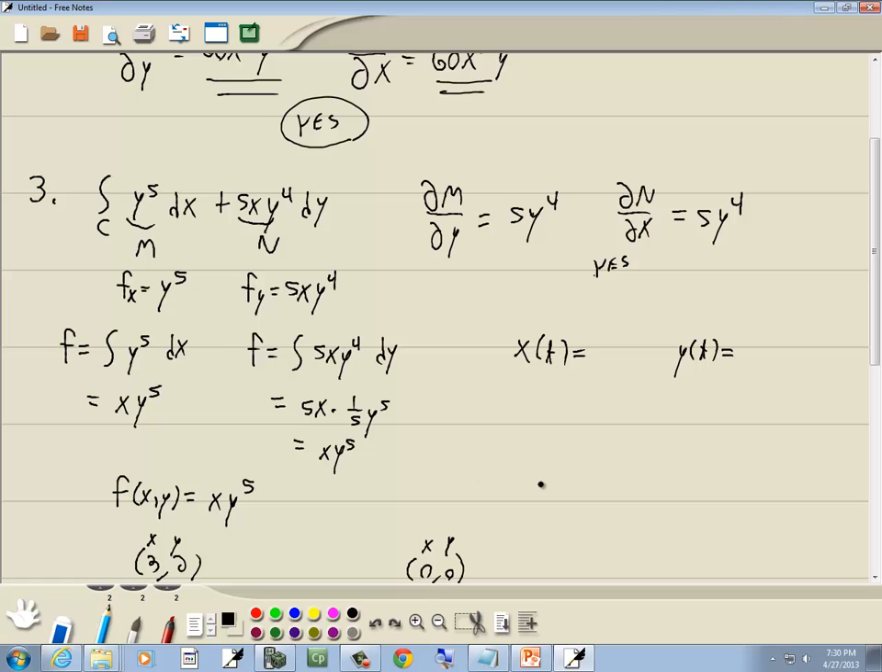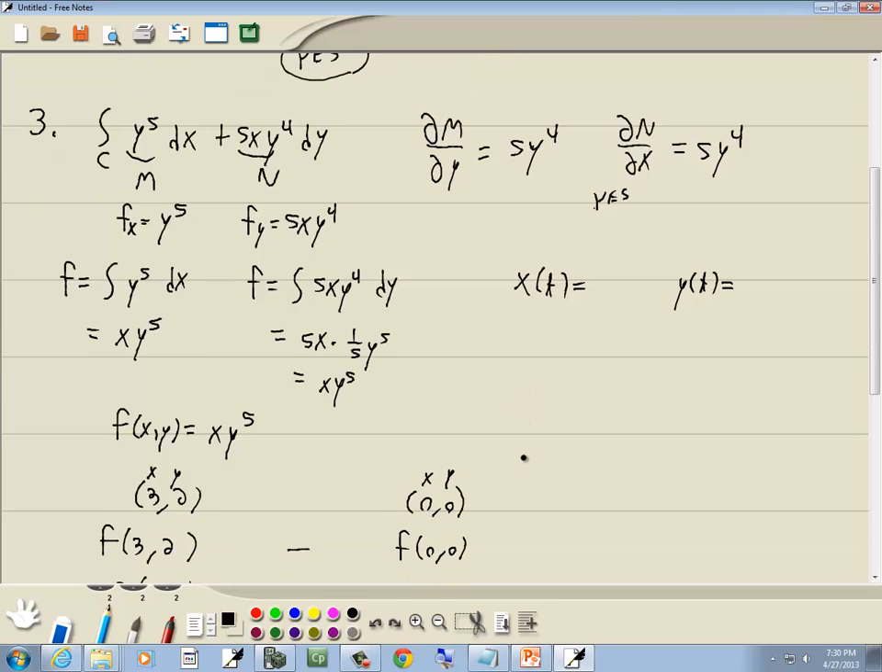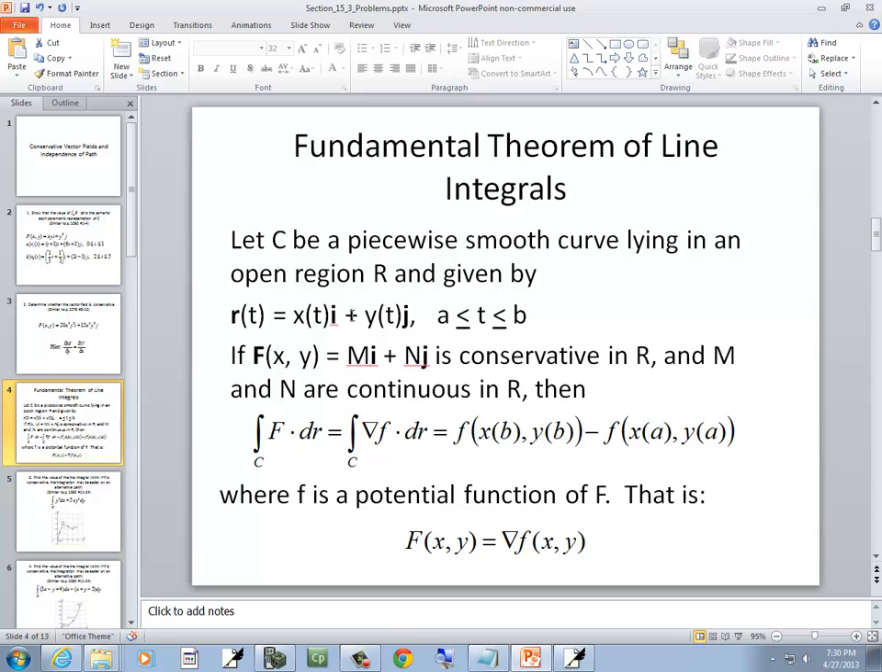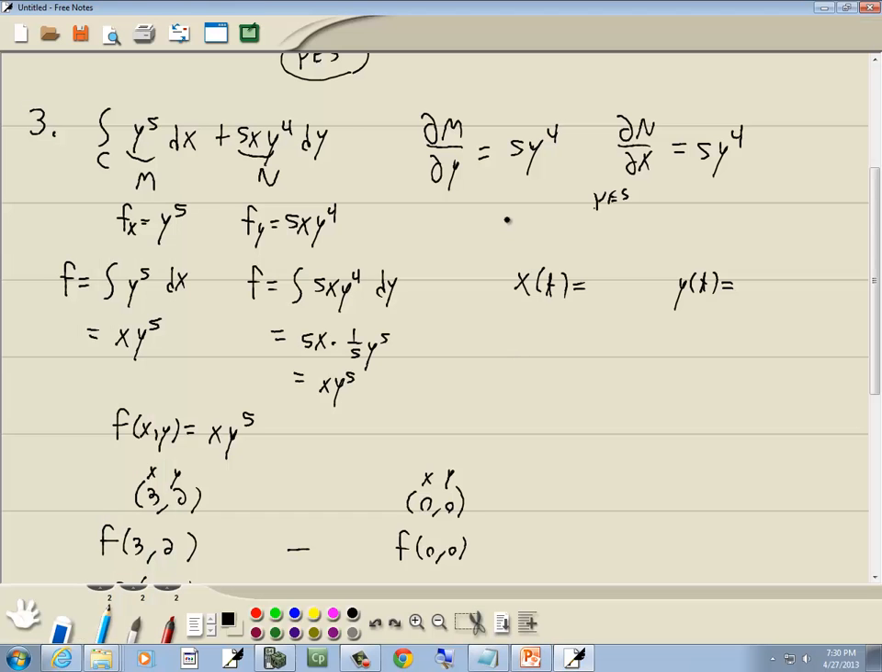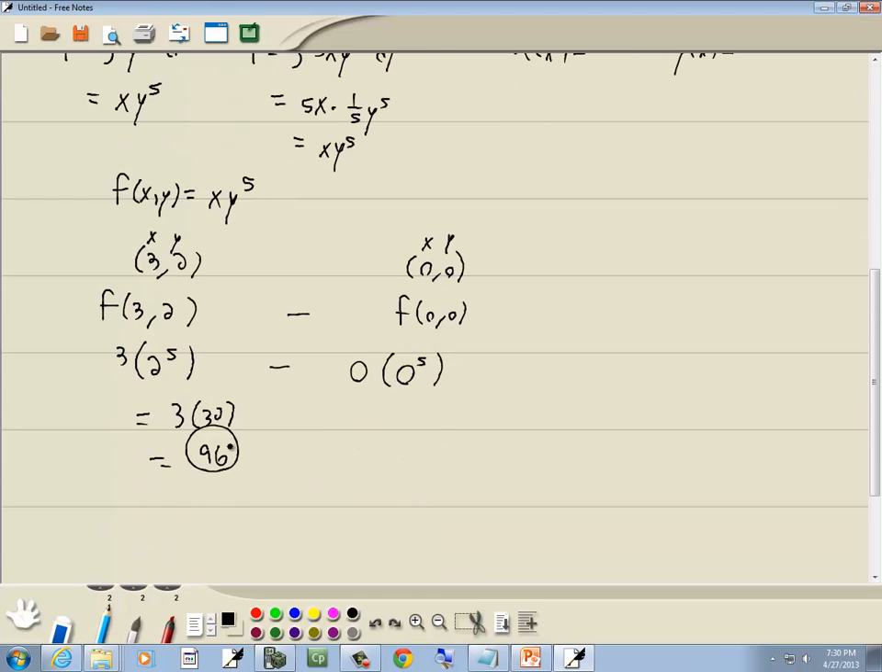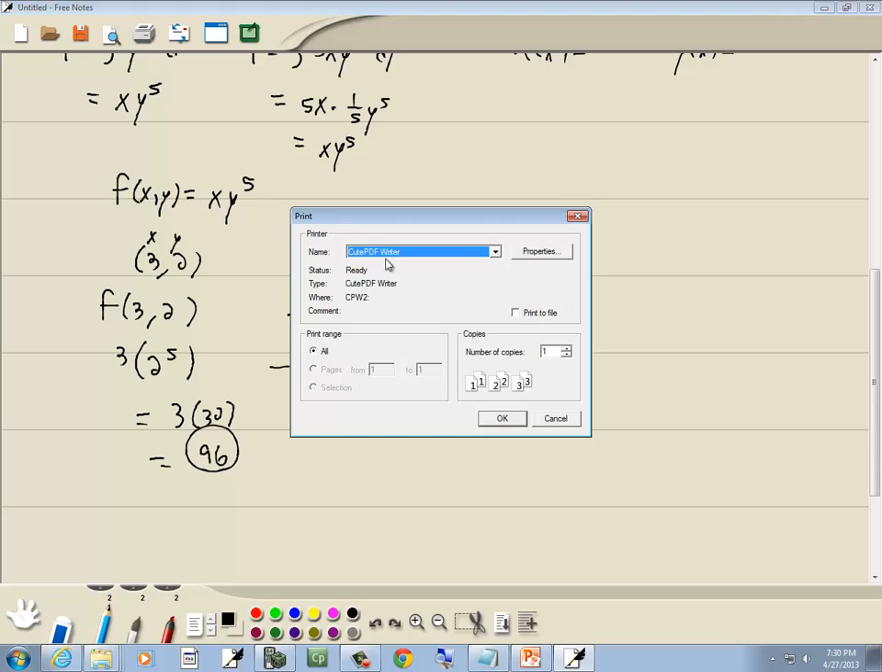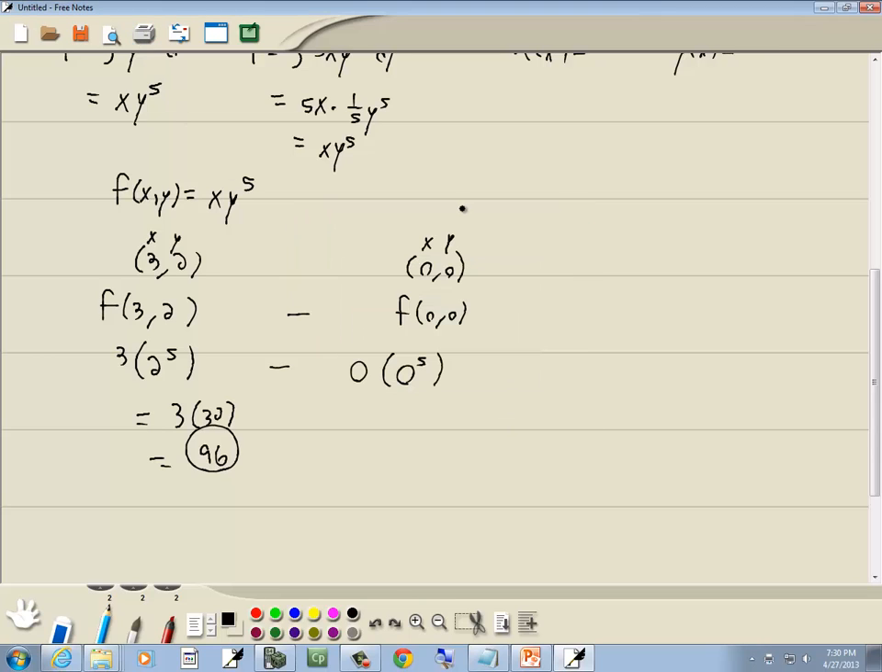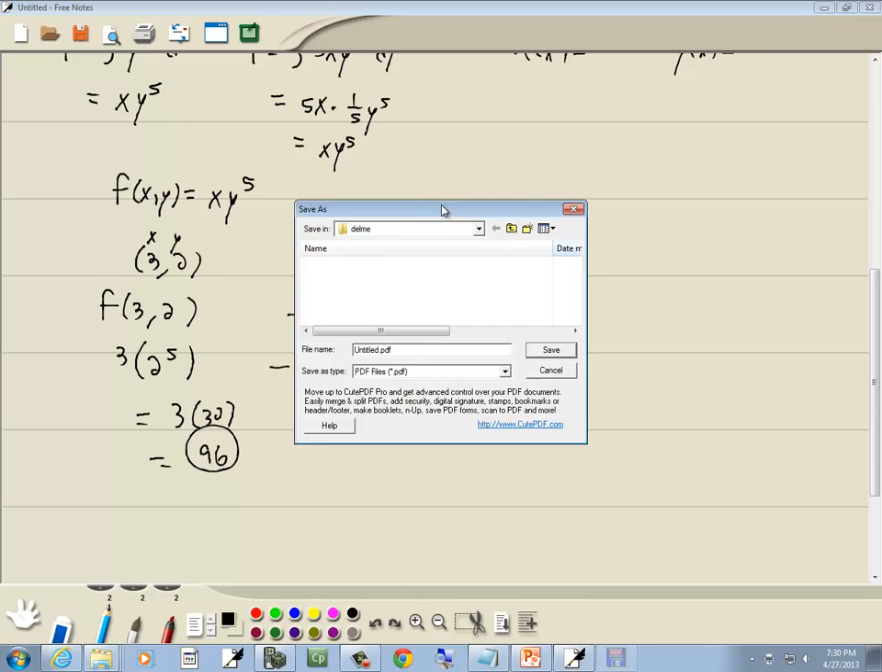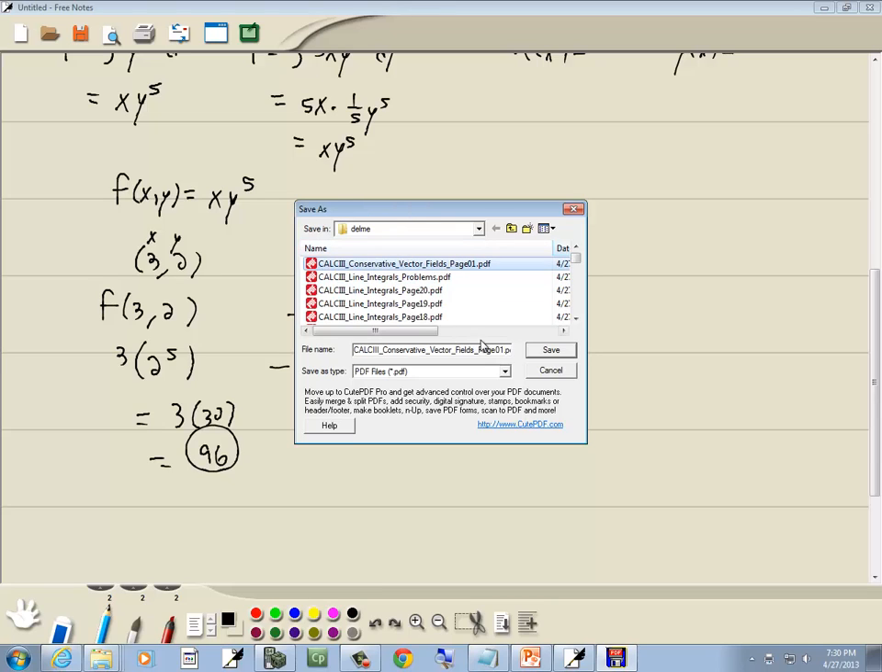So this one is a little bit easier, because we didn't have to worry about the r part. So if you're given the points directly, and you find your potential function, you just plug them in and subtract them. So we'll go ahead and save that. It'd have been nice if they had two formulas, one where you're given the points and one where you're just given r.